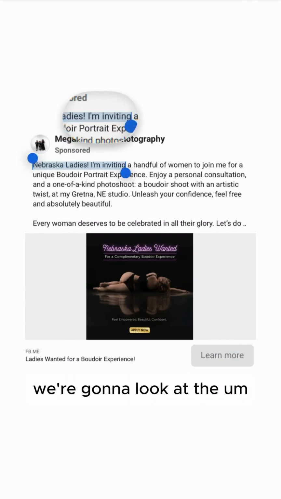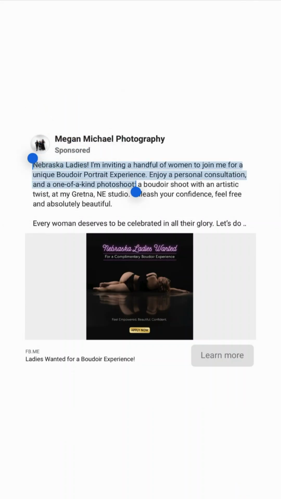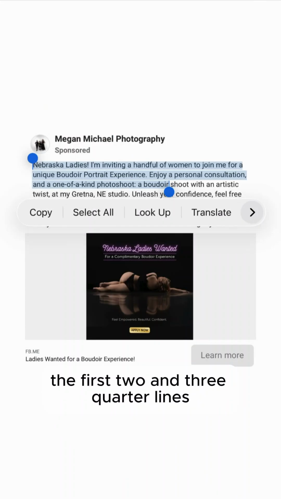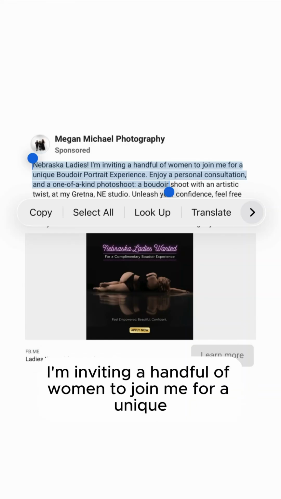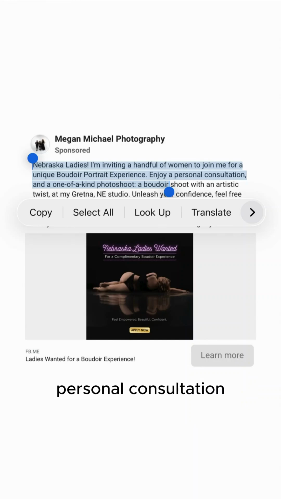Finally, we're going to look at the see more headline here. The first 2 3/4 lines of the Facebook mobile newsfeed. So we go, Nebraska ladies. Inviting a handful of women to join me for a unique Boudoir personal consultation.